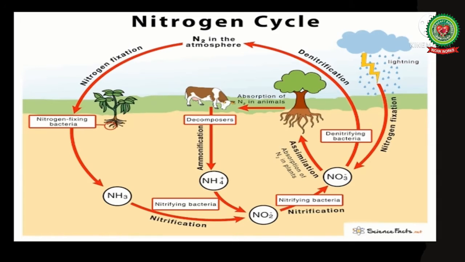In this picture of the nitrogen cycle, it is clearly visible that nitrogen is first fixed into ammonia by two processes, either through a biological process, that is through microorganisms, or through lightning. This ammonia is further converted into nitrates and nitrites by the process of nitrification. These nitrates and nitrites are absorbed by plants, which further decompose to form ammonia. These nitrates and nitrites are ultimately converted back into atmospheric nitrogen by the process of denitrification.